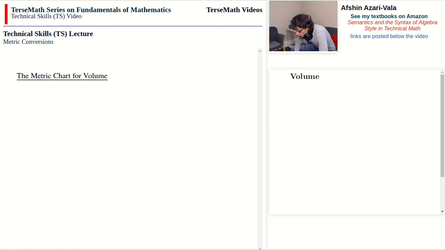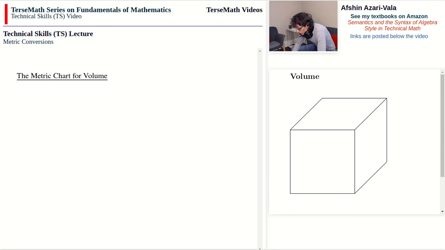And when it comes to volume, a cube whose side lengths are 1 meter is said to have a volume of 1 cubic meter. And if you have a cube whose side length is 1 decimeter, that would be the width and height and the depth, then we refer to the volume that it encloses as 1 cubic decimeter.